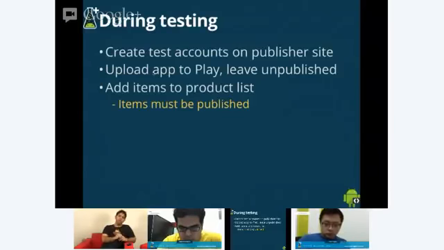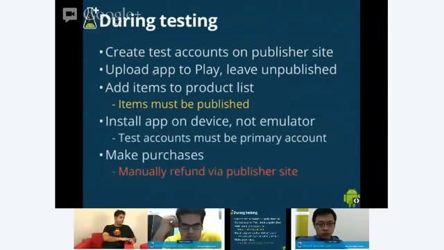So publish your items, and you can leave your app unpublished. So once we've added our SKUs or our product list, what we would do is install our app on a real device. You can't use the emulator because the emulator doesn't have the Google Play Store on it. Right? And remember, as we said earlier, you need the Google Play client to actually go and make these purchases.